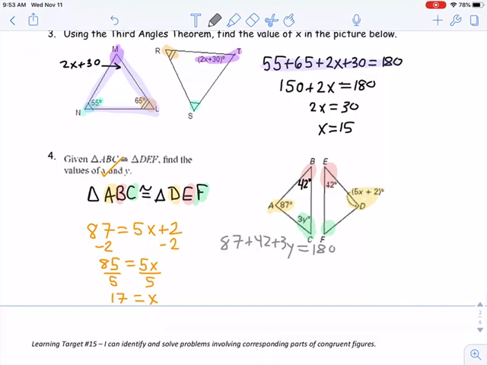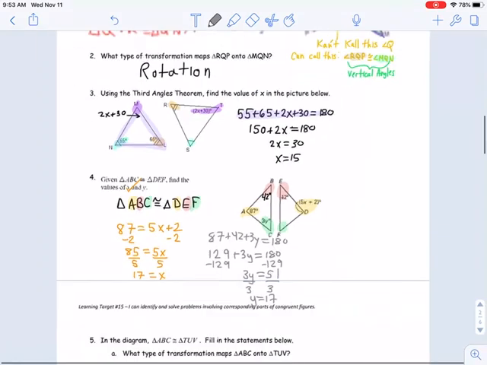Sweet. All right, 87 plus 42 is 129, plus 3y equals 180, minus 129. Oh my gosh, some spooky things are happening. All right, after all this mathematics, y is going to equal 17 as well. Crazy, both numbers were 17.